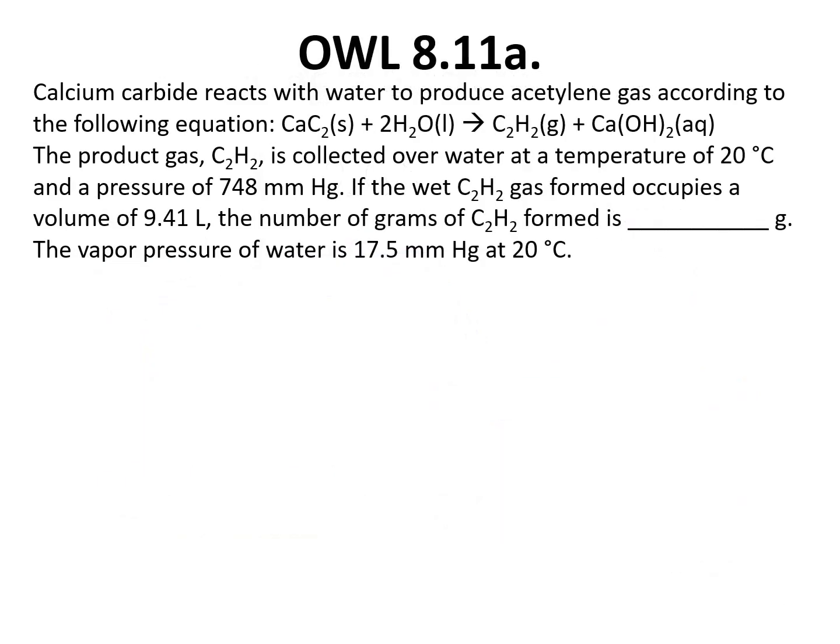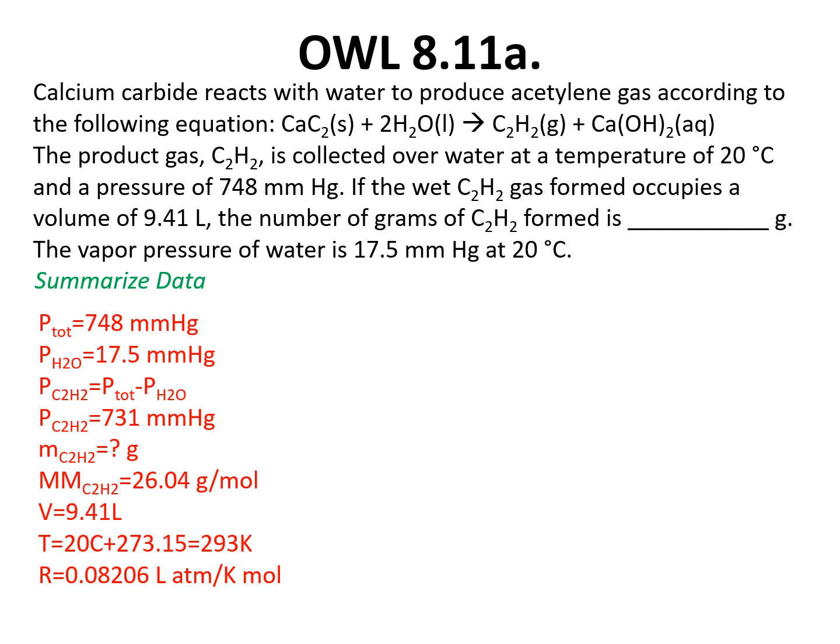In OWL 8.11, we have calcium carbide reacting with water to produce acetylene gas, C2H2 gas. This product is collected over water, so the pressure that we measure, the 748 millimeters of mercury, is the total pressure. We will need to separate and calculate the pressure of the acetylene gas. And the way we're going to do that is we're going to take the total pressure, the vapor pressure of water at that temperature, and subtract them from one another.